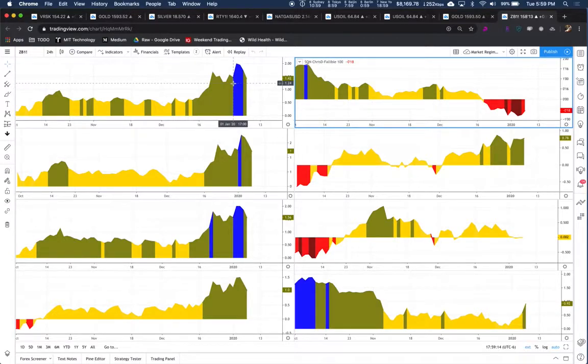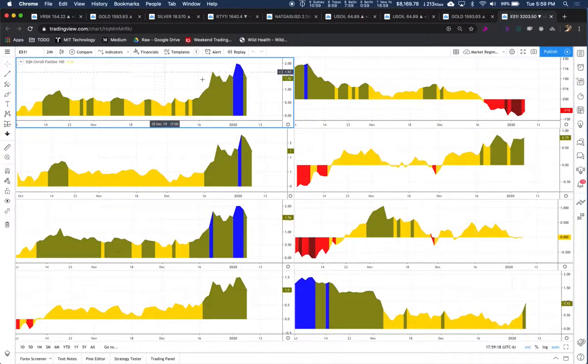For the last 100 days, let's say on the S&P, overall the standard deviation is 1.4. So the change is 1.4% day over day.